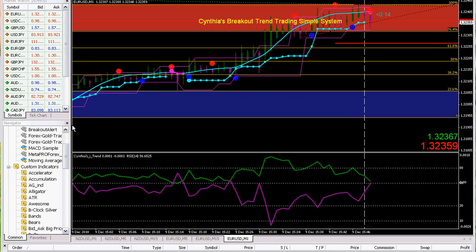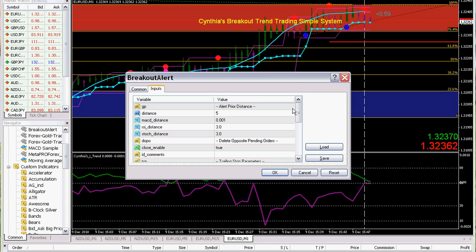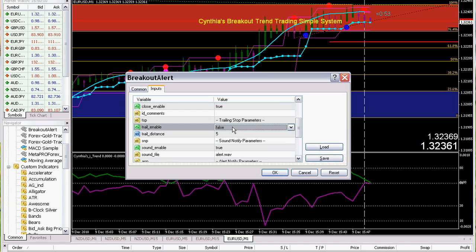And what you do first is I always place it into my 1 minute chart, and I trade off the 1 minute chart. So you just go to your navigator under EA and select it and drop it in here, and you need to change the trailing stop parameters.